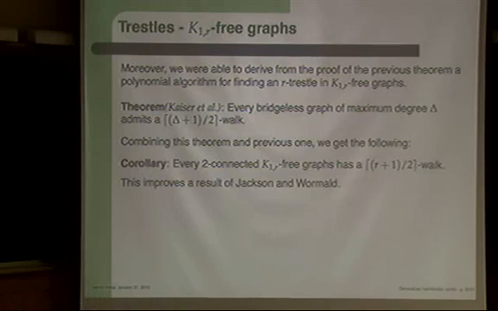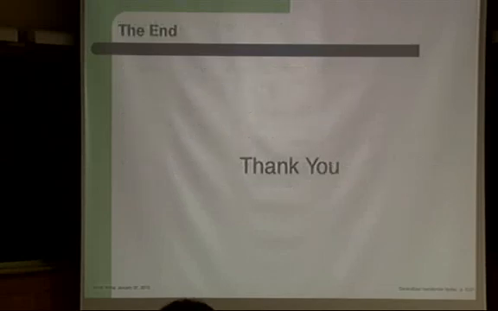Of course it doesn't work the opposite way, because from a k-walk you can't get an r-trestle, since a k-walk in general doesn't have to be 2-connected. So this is just a corollary of this theorem and the previous one. If you put them together, you get this result, which might not be so interesting for you, but for me, because when I was reading the Jackson and Wormald paper concerning k-walks, they proved something similar, but we are able to improve it because we get something better than these guys. So yeah, and that's all from me.